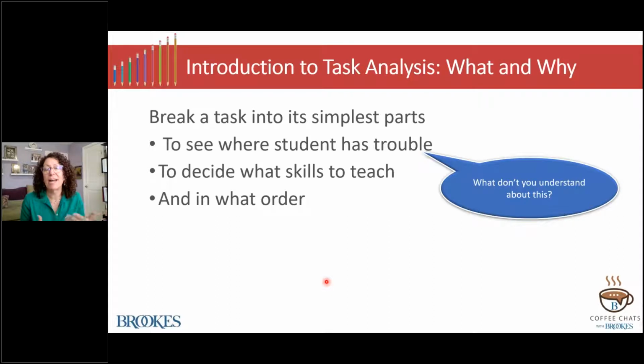And I'm not sure that asking children that question is helpful, but if we as teachers have done our task analysis, we can see where the child is struggling. We can see what each step is, and we can observe that child as they are working through each step, and then decide where they're stuck rather than the children. And it also helps us decide which skills to teach and in what order we need to be teaching them. So don't be that teacher. "What don't you understand about this?" It's just not helpful.